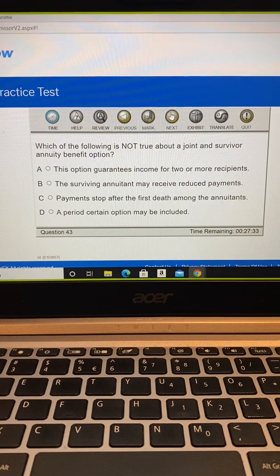Which of the following is not true about a joint and survivor annuity benefit option? This option guarantees income from 2 or more. That's correct. The surviving annuitant may receive reduced payments. Payments stop at the first death among the annuitants. A period certain option may be included. It will have to be C, because it will stop after the last death, not the first death.